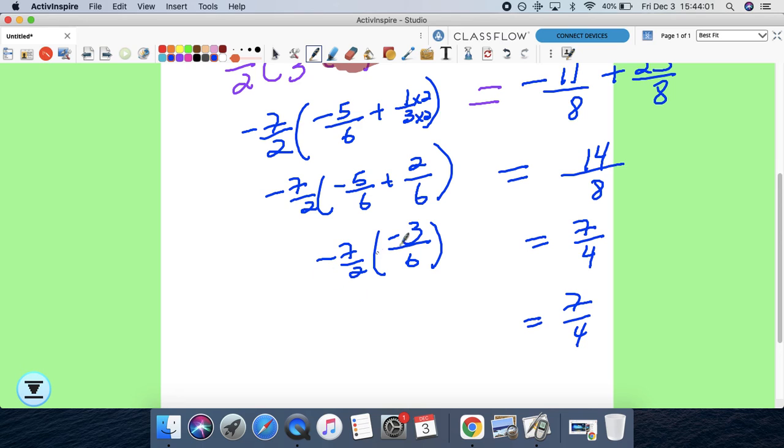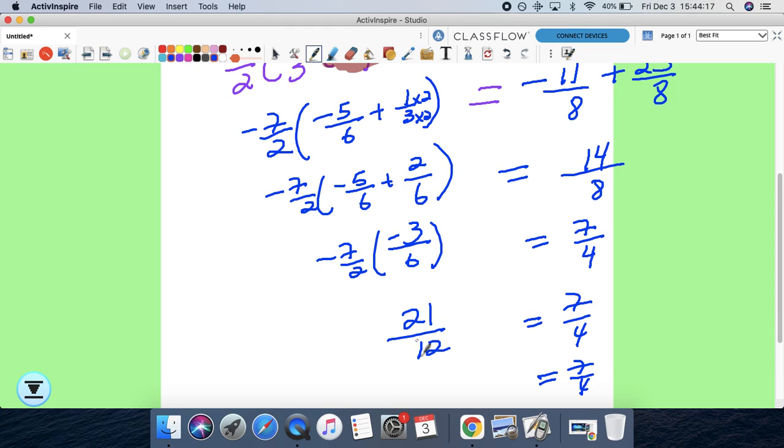It's a negative times a negative, which is a positive. 7 times 3 is 21, and at the bottom, 2 times 6 is 12. And can we simplify that? Is that the same thing as 7 over 4? Are they equivalent to each other? Are they equal to each other?